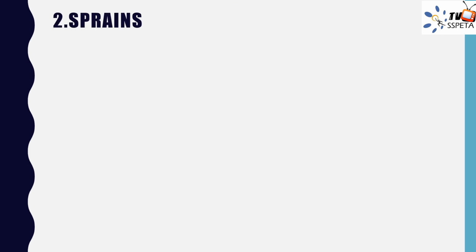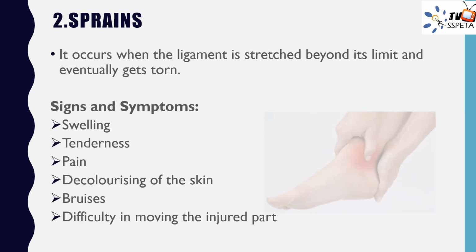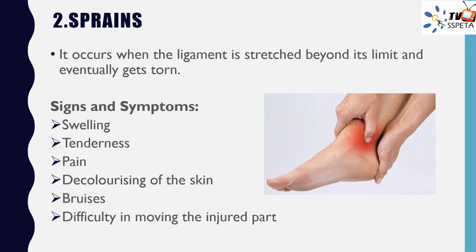2. Sprains. It occurs when the ligament is stretched beyond its limit and eventually gets torn. Its signs and symptoms can be swelling, tenderness, pain, discoloring of the skin, bruises, difficulty in moving the injured part.